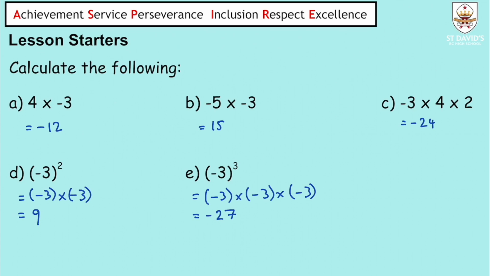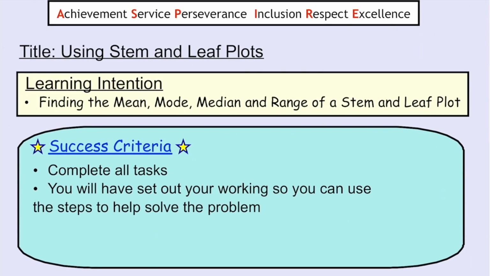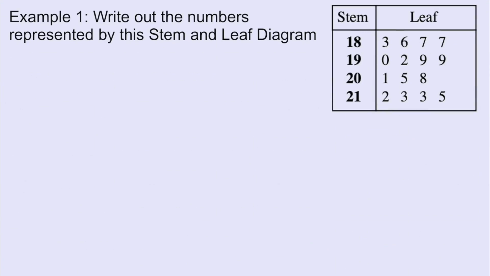Okay, let's go on to the learning intentions for today. So please make sure you write down a copy of the title, using stem and leaf plots. The learning intention is finding the mean, mode, median, and range of a stem and leaf plot. So let's move on to the first example.